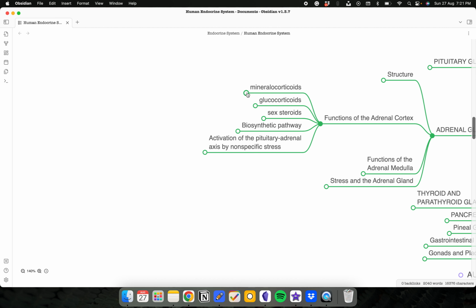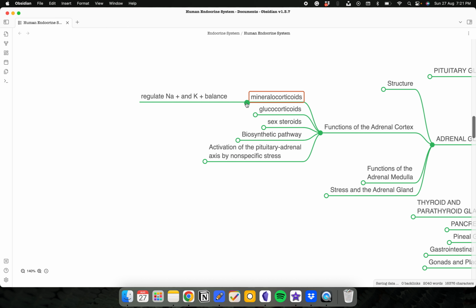First is mineralocorticoid. These are all corticoid hormones because this is the adrenal cortex. From the cortex these hormones are released, so they are corticoids. Corticoids means steroids released from the adrenal cortex. One is mineralocorticoid, second is glucocorticoid, and third is sex steroid.